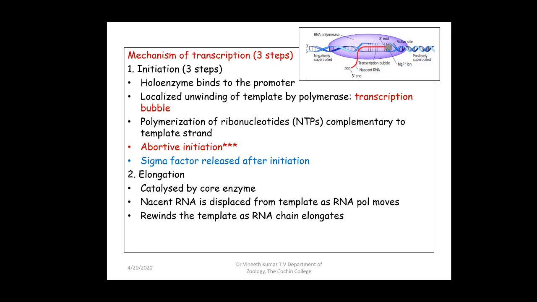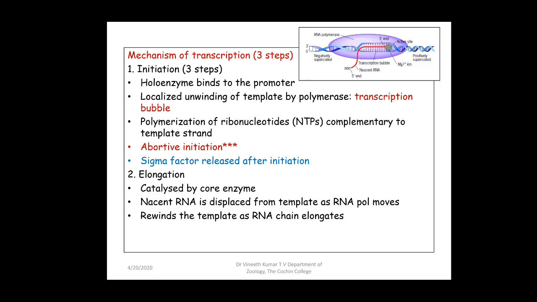Until the RNA polymerase is competent to polymerize more than 10 nucleotides in a single step, abortive initiation continues. If the RNA polymerizes more than 10 nucleotides in a single step, then the process of transcription moves to the second step called elongation. Until it synthesizes 10 nucleotides in a step, abortive initiation occurs.